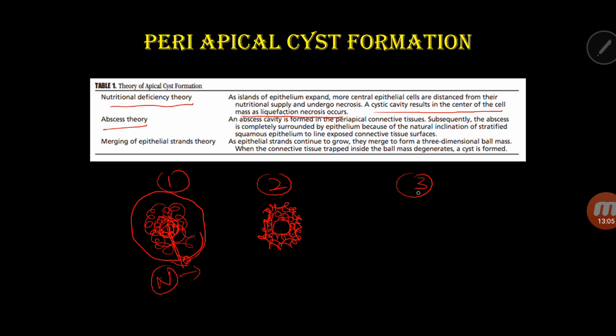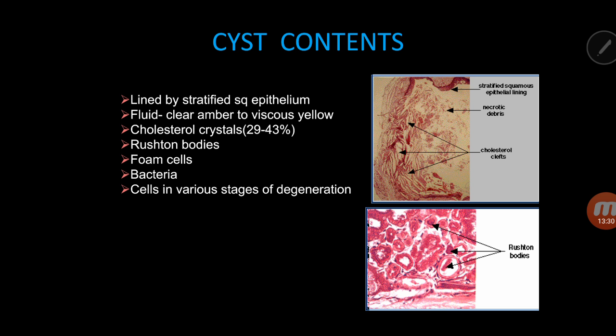And the third theory is a new theory, that is the merging of the epithelial strand theory. The epithelial strands continue to grow in all directions. At last, these strands combine and merge at one point to form an abscess. So this is the abscess or cyst. This is what the third theory is.